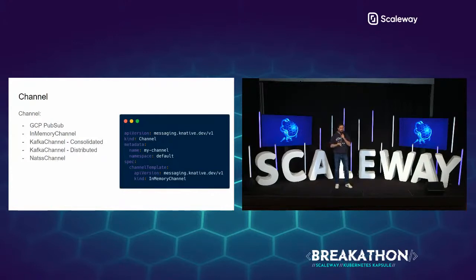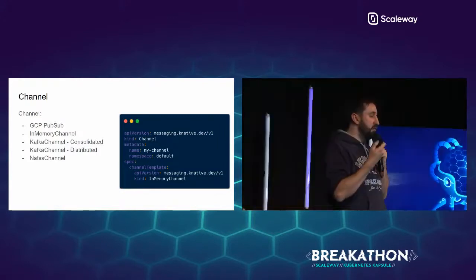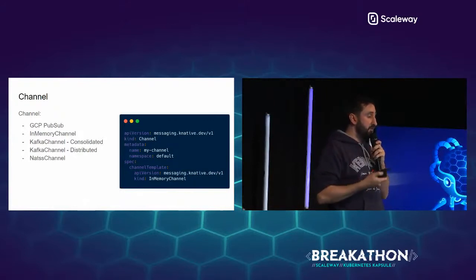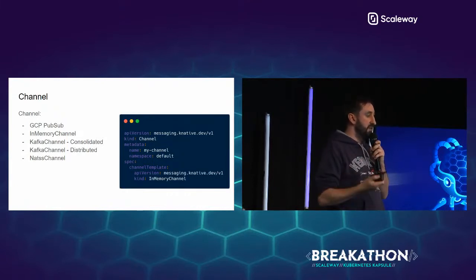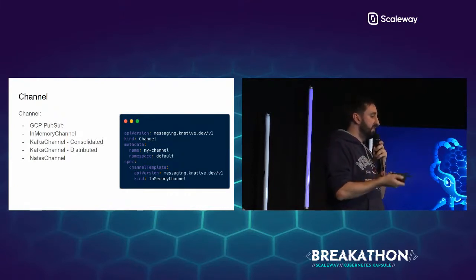So you will see that we have lots of channels. You have GCP PubSub, for example. Knative is sponsored by Google, so it's normal to have GCP. You have in-memory channel, which will not be used in production, but you will use in-place Kafka channel. You have consolidated and distributed channel. And of course, we have NATS channel, which is NATS streaming channel.